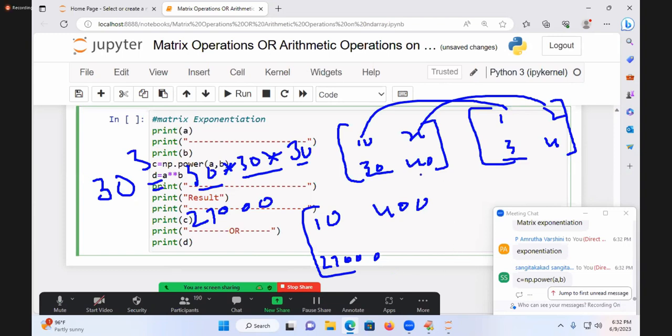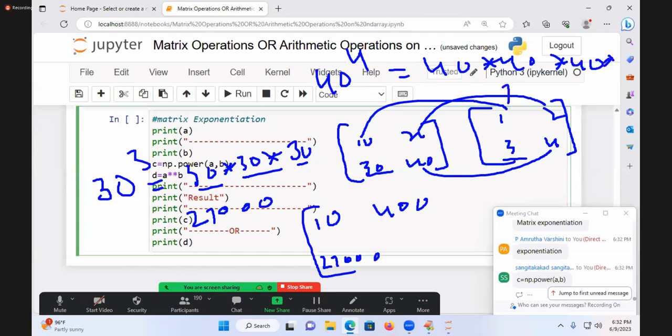Next, 40 to the power of 4. Don't know? 40 into 40 into 40 into 40. 4 4s are 16, 16 16s are 256, and 4 zeros.